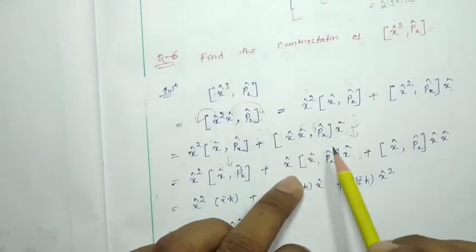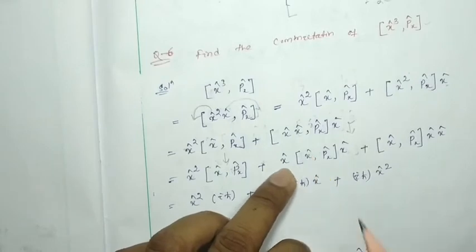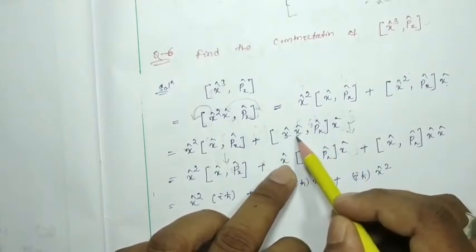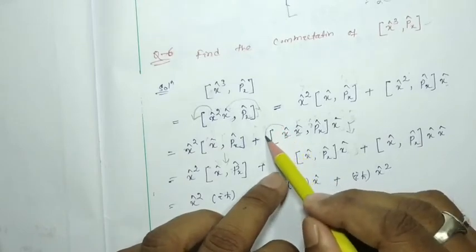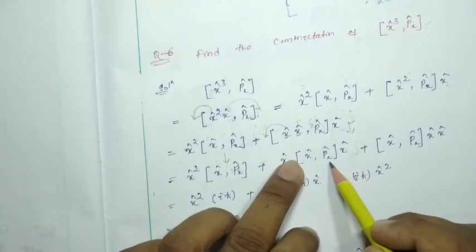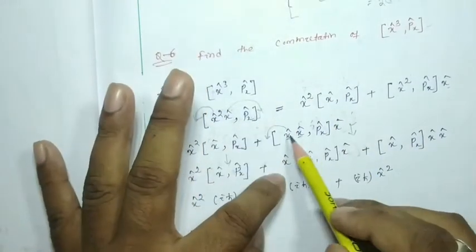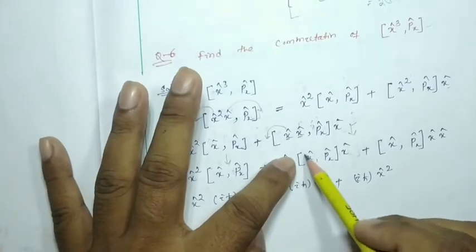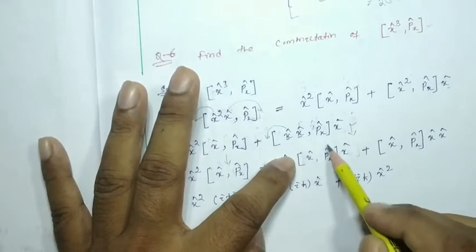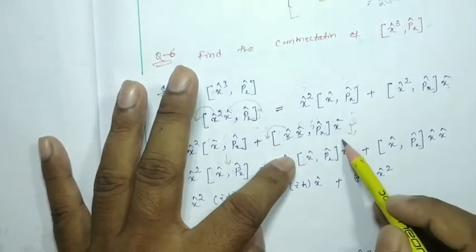Here, what we are going to write, you just watch carefully. See, this x cap is on the left side, this x cap is on the right side. So this x cap will be moved towards the left, and the rest of the things will be written. So x cap, it will be the commutator bracket x cap px cap, and x cap is already there, so we have to write x cap.